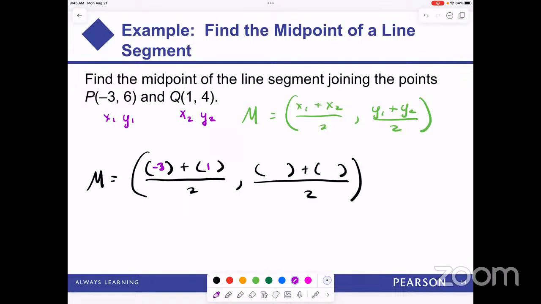y1 is 6, and y2 is 4, right? Again, it didn't affect the signs there. I'm watching the clock. I'm trying to get you guys out of here.